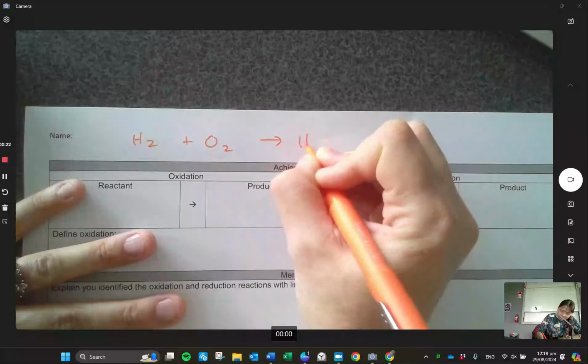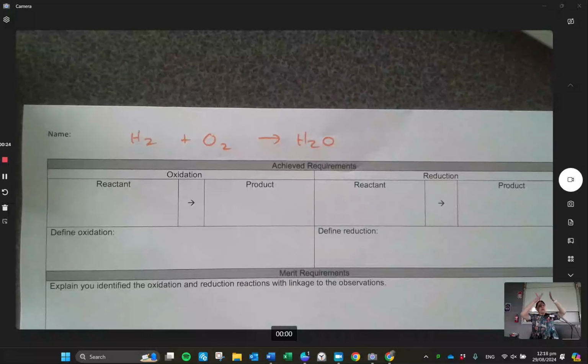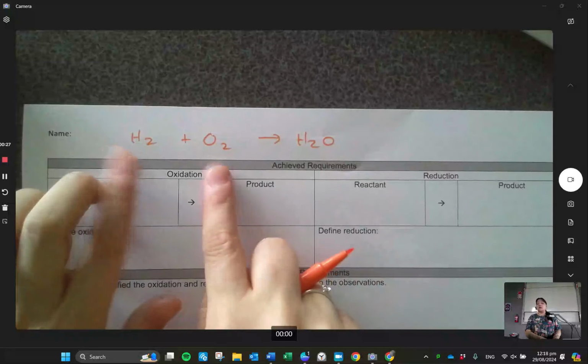Oh yeah, and the flask, right? In the flask, it made little condensation on the side. Yes. So this is also a redox reaction.